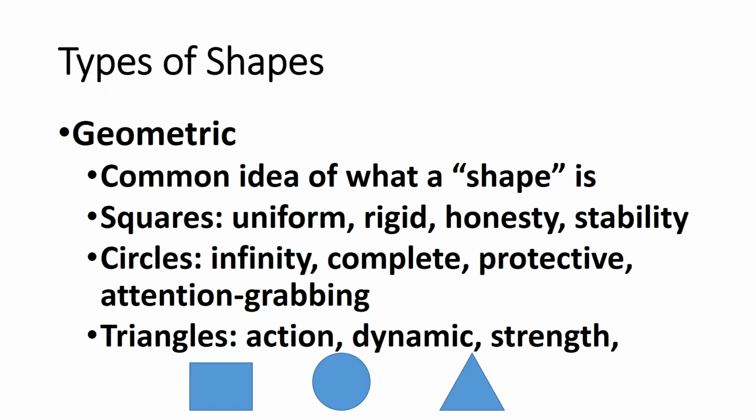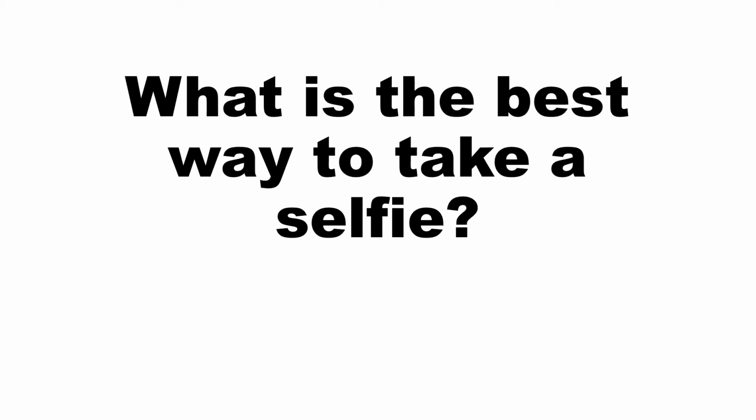And these different types of shapes provide different types of looks in terms of design. So what is the best way to take a selfie? This is one of the things where shape comes into play. A lot of people recognize that when you take a selfie, you want the camera facing downwards at you, taking it from an upper angle.